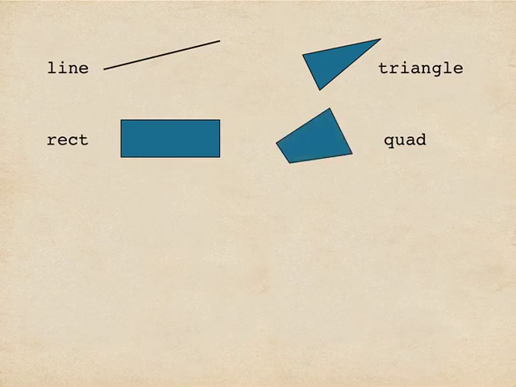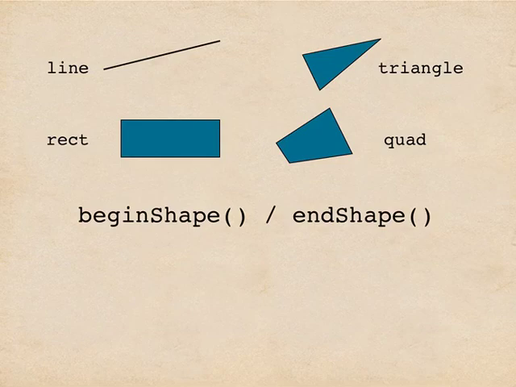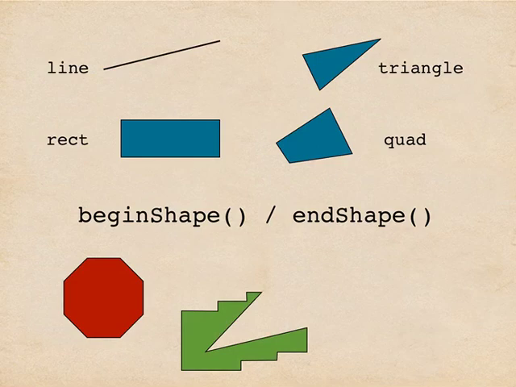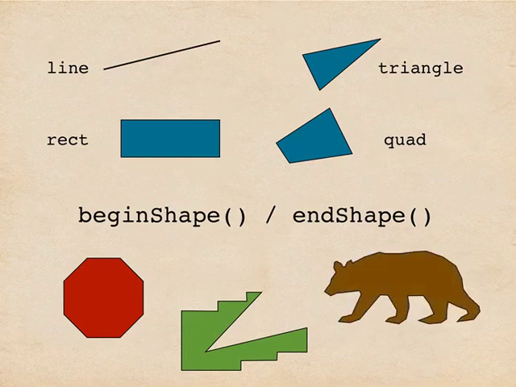If you want to draw any of these, or anything with more than 4 sides, you can use beginShape, endShape. These are 2 calls between which you name all of the points of your object. So beginShape and endShape are the general purpose version for drawing all of these things and anything else. It can take as many points as you like. So if you want to use 8 points, you can make a stop sign. If you want to use a whole bunch of points, you can make a corporate logo. And if you want to use a whole ton of points, well, you can even make a bear.